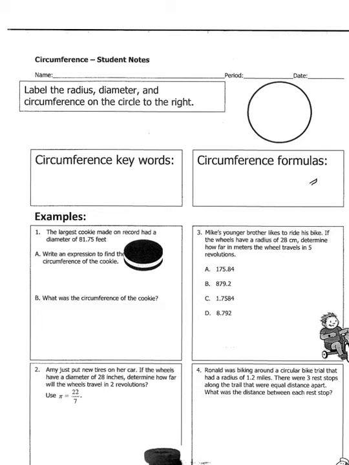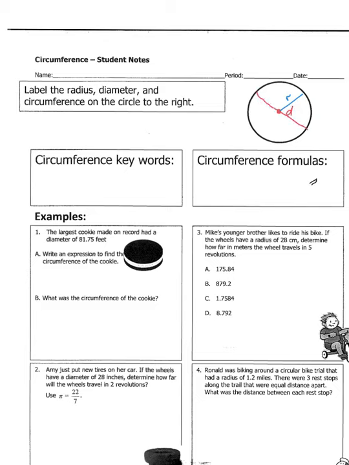So this is my center of a circle. And my radius starts from the center to any point on the circle. So this is an example of my radius. And the diameter is a line that goes through the center, and it's double the radius. So this is your diameter.